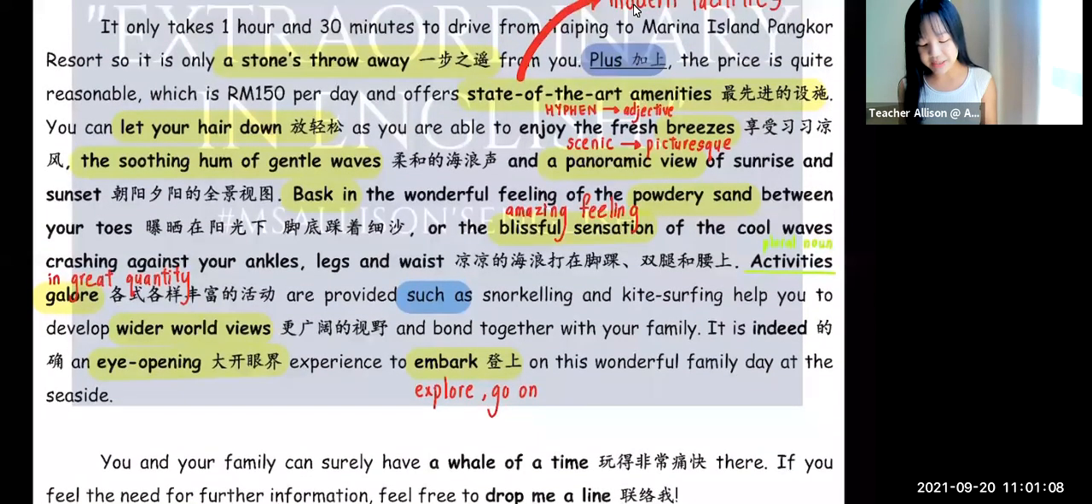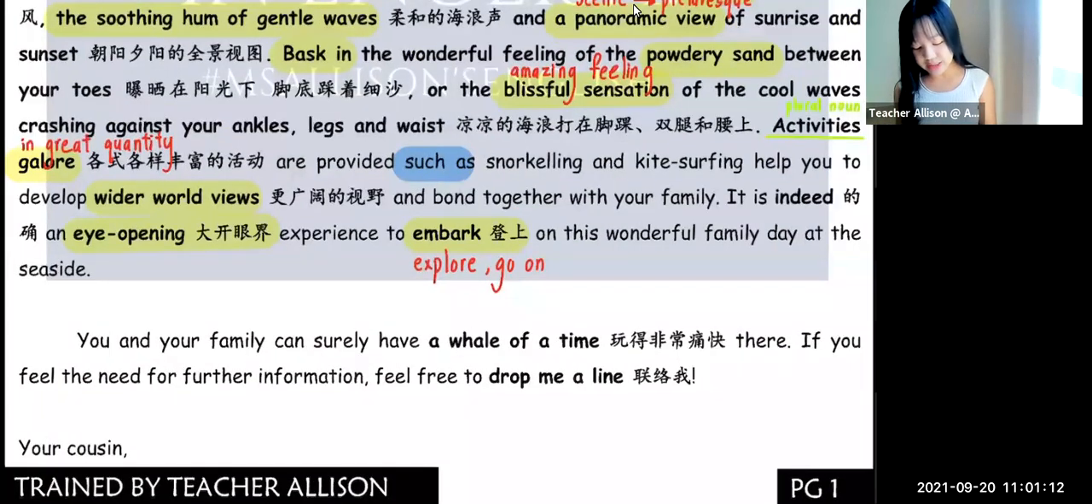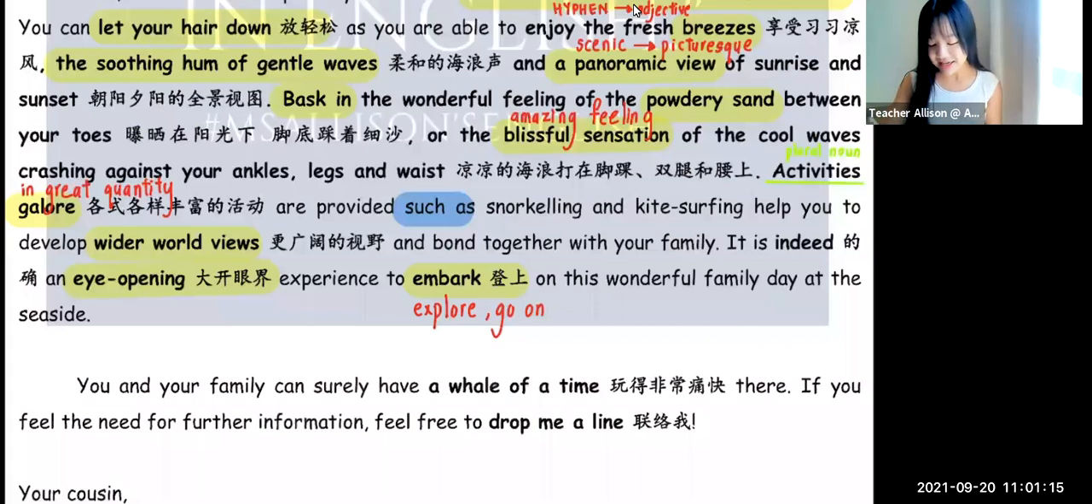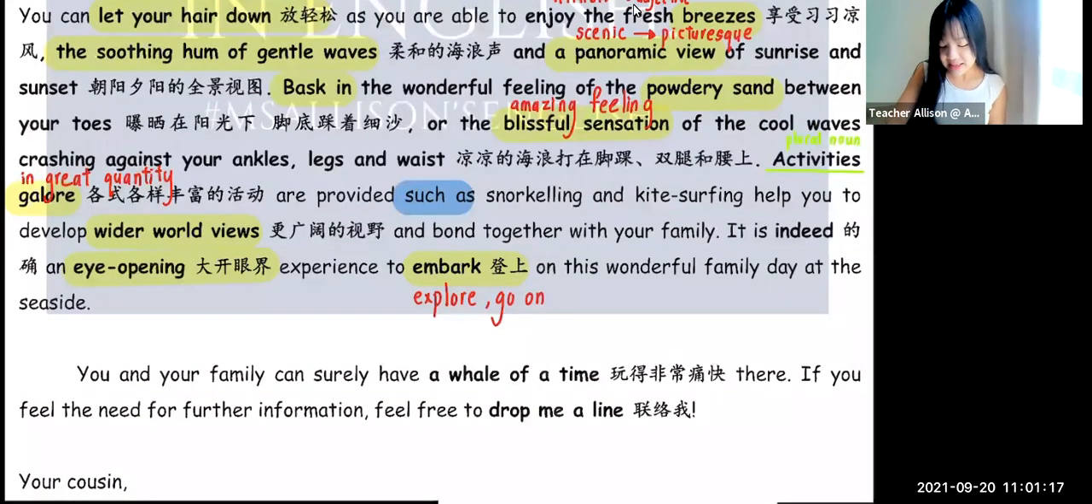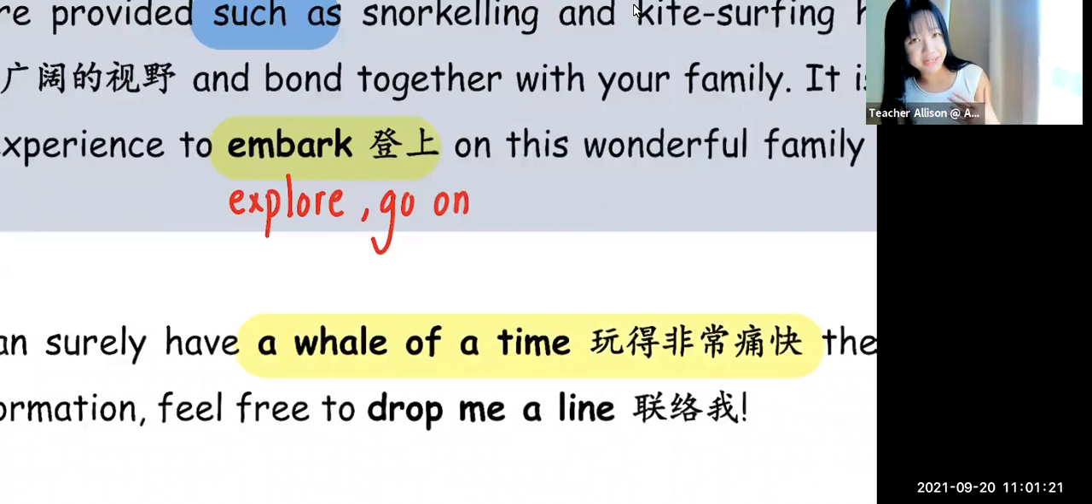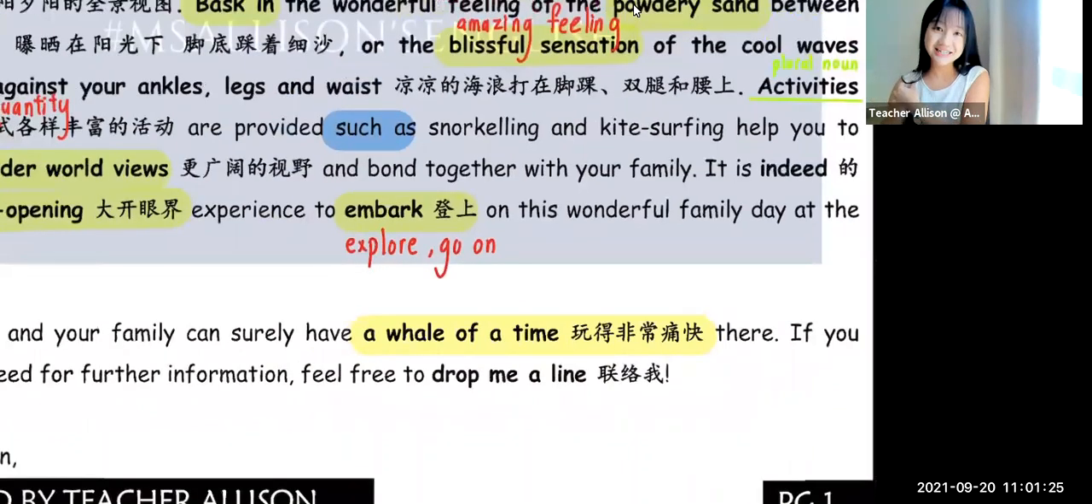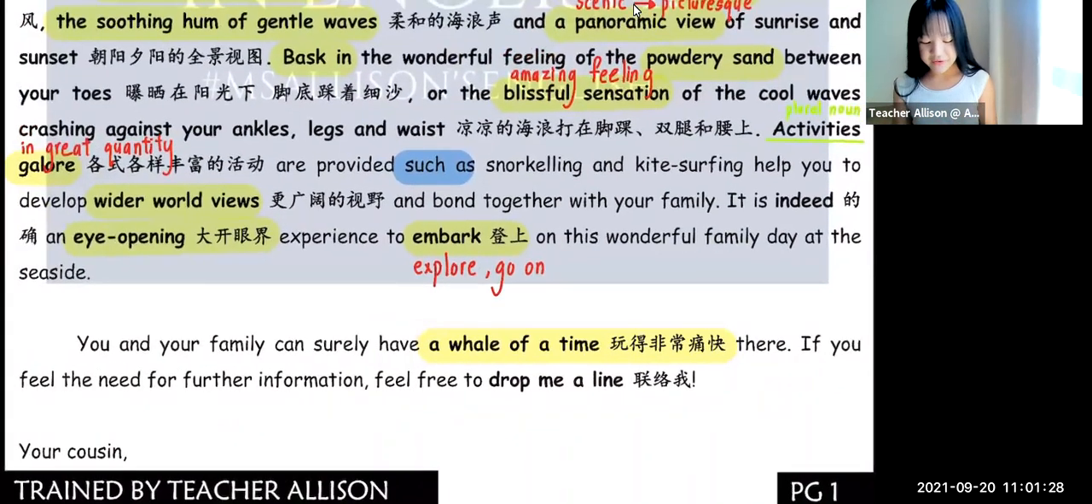And after giving so many context and elaboration, you and your family can surely have a whale of a time here. If you are always studying about English, I'm pretty sure a whale of a time will not be a stranger to you. It's a very common idiom, meaning to have an amazing time, have a good time. You and your family can surely have a whale of a time there.